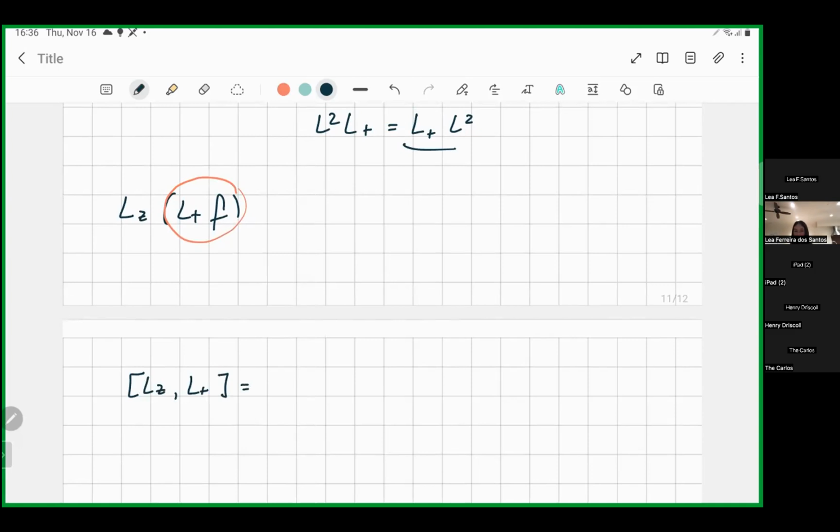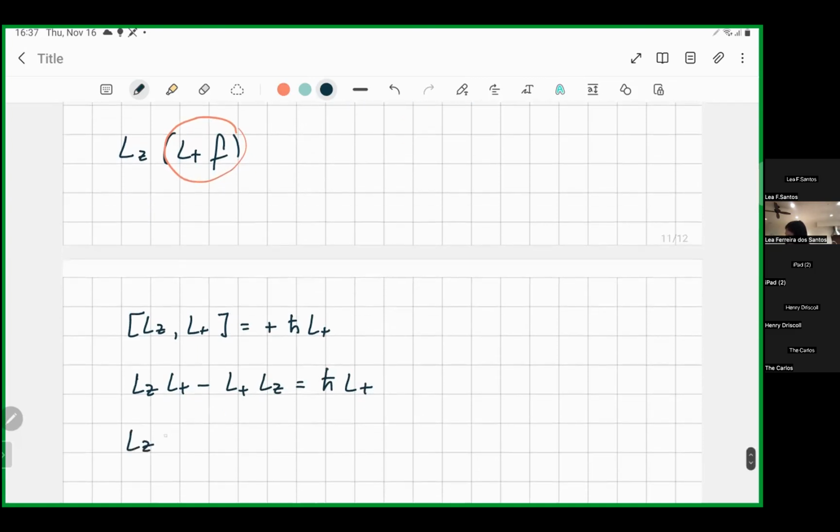And we said this is not 0, no, they do not commute. We found that this was plus H bar L plus. So that means I can write LZ L plus minus L plus LZ equals plus H bar L plus. So I can rewrite LZ L plus as L plus LZ plus H bar L plus. That's what I'm going to put up here, so instead of this, I'm going to use the right side.